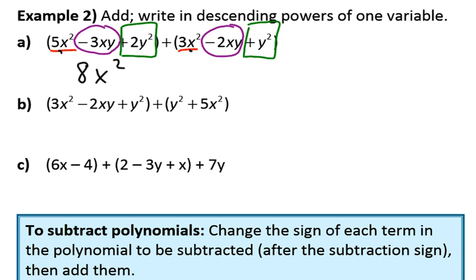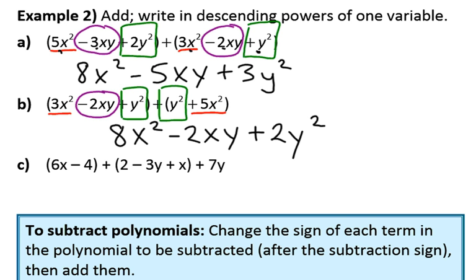Remember, you're adding the coefficients, but the exponents stay the same. You do nothing to the exponents. Then we have negative 3xy and negative 2xy, which makes negative 5xy. And then finally, 2y squared plus 1y squared is plus 3y squared. Okay? I want you to pause the video and try B by yourself.